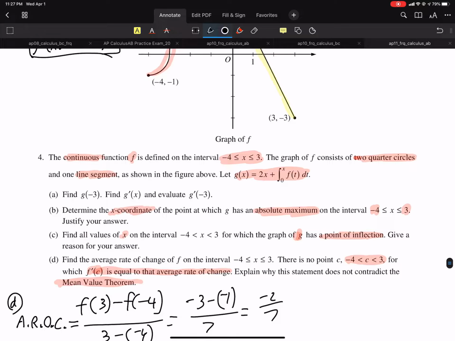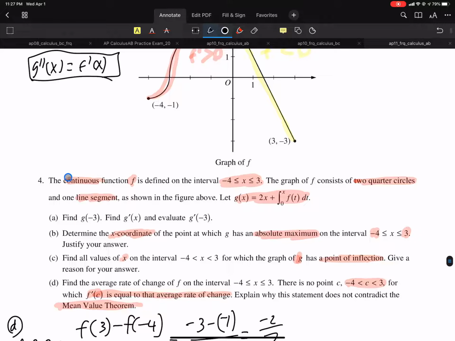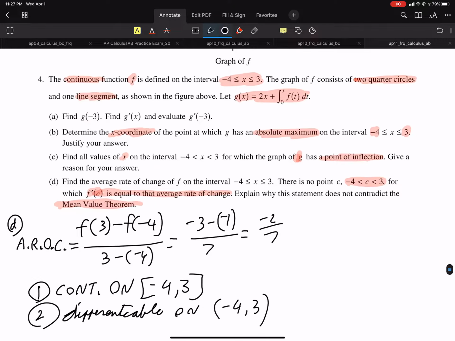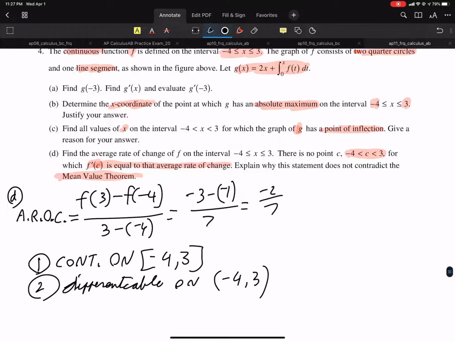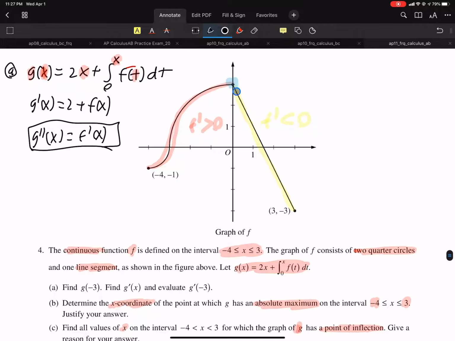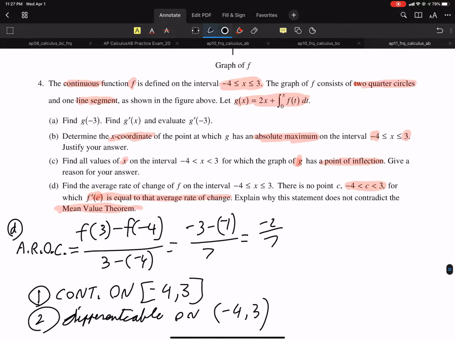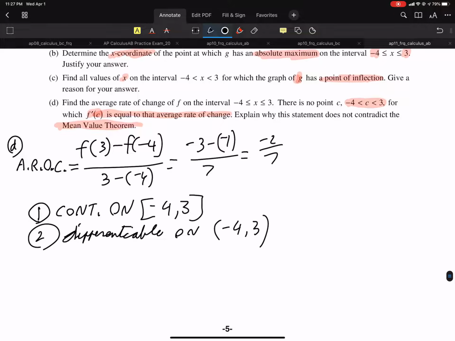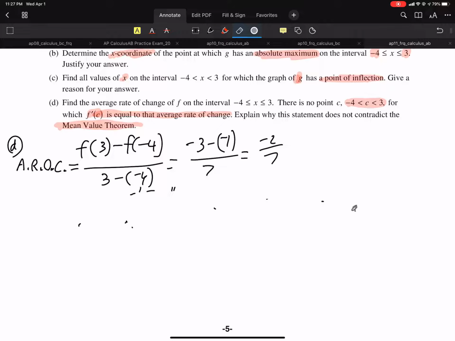So those must be true for the mean value theorem to apply. Well, we know it's continuous because that was given to us right there. Bam, continuous on the closed interval. So we're good on that. But nowhere are we given differentiability. And if you look on f, it clearly is not differentiable at 0. So explain why this statement does not contradict the mean value theorem. Okay, this you wouldn't write down. Whoa, that's kind of weird. That's really weird.